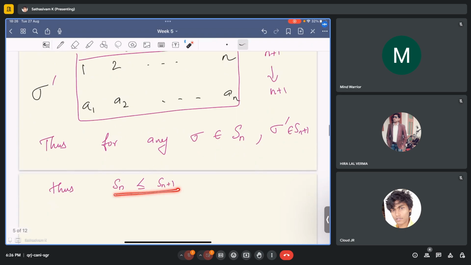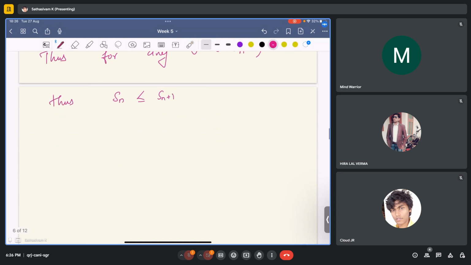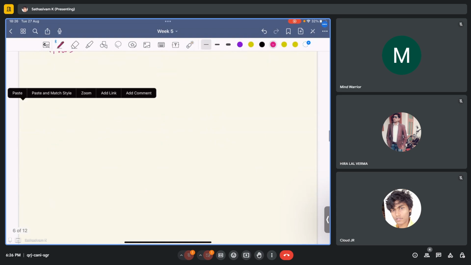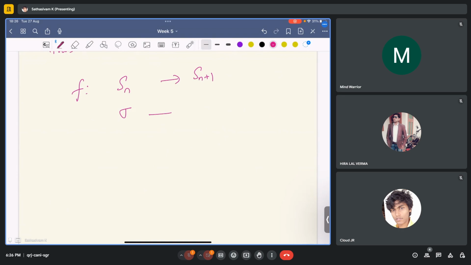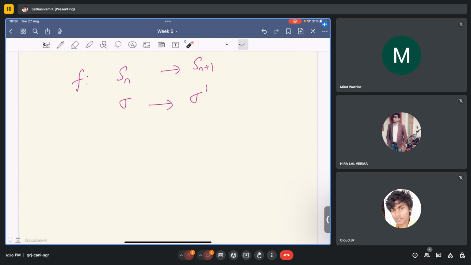Okay, so we have Sn is a subset of, or if you want, we can rigorously write it. So how do you rigorously write it? Define a map F from Sn to Sn plus 1. What you do is you take this sigma and map it into, let's say, sigma prime. Now, to map it into sigma prime, I have to define what is happening on the set 1 to n. Sigma prime is a map from where to where? It's a map from 1 to n plus 1 to itself.